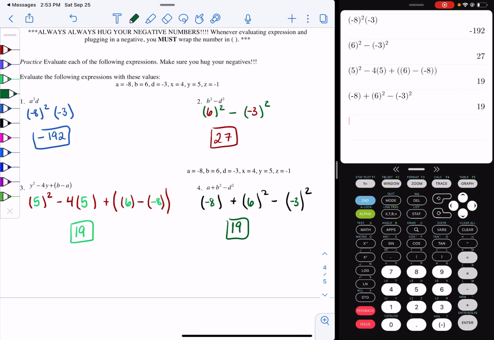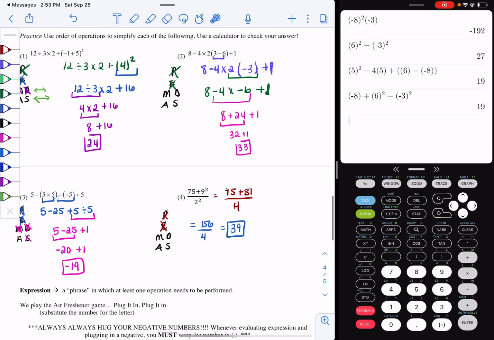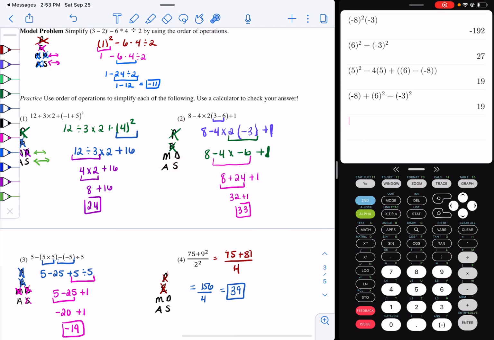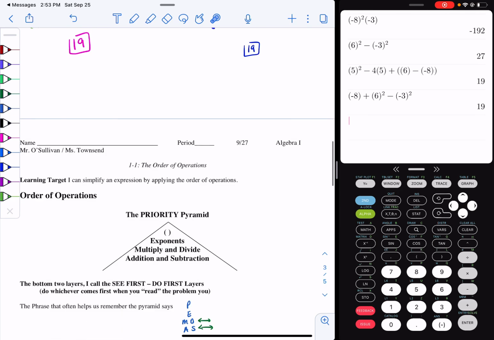So now your classwork is going to be practice with evaluating expressions and some order of operations. For your order of operations, you can just use your calculator, okay? If you have any questions, email myself or Ms. Townsend. Have a great day.